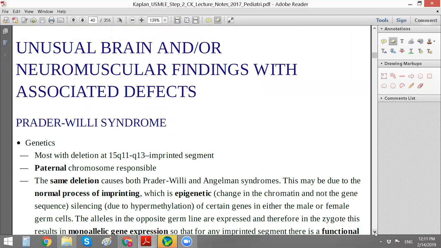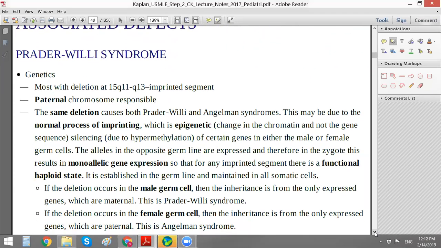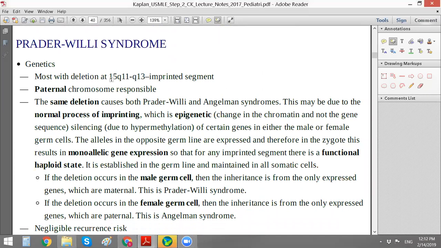Unusual brain and/or neuromuscular finding with associated defects. This is Prader-Willi syndrome. Most with deletion 15q11-q13 imprinted segment. Okay, so paternal is responsible, hence P. P is for paternal and Prader-Willi. Same deletion causes both Prader-Willi and Angelman. Angelman is the happy puppet.